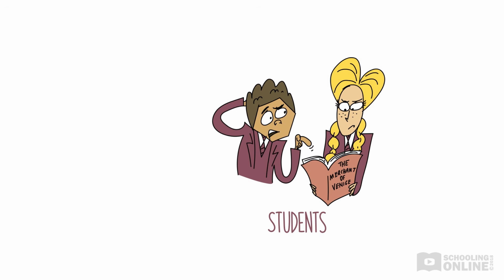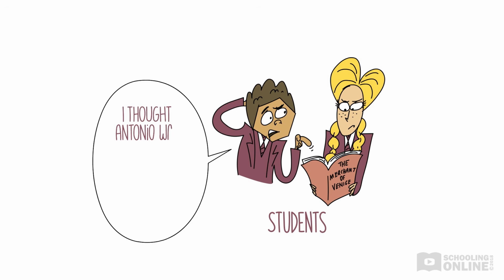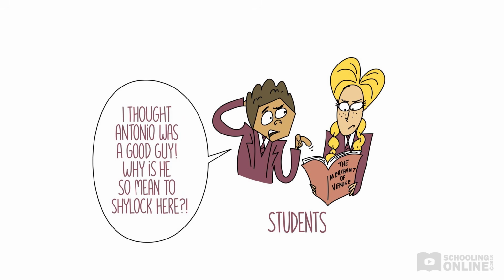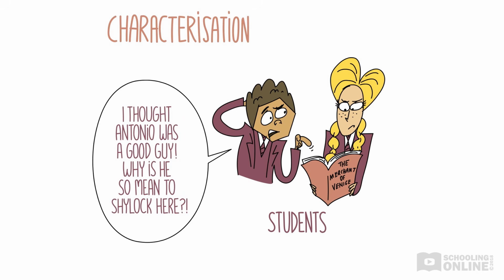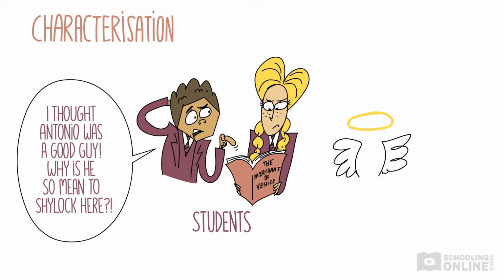When reading our texts, sometimes characters may act in ways that are anomalous with their prior characterisation. Remember, characterisation is the way authors represent the distinct qualities of each character. For example, a good character may impulsively perform an act of evil. If this occurs, try to account for this anomaly.